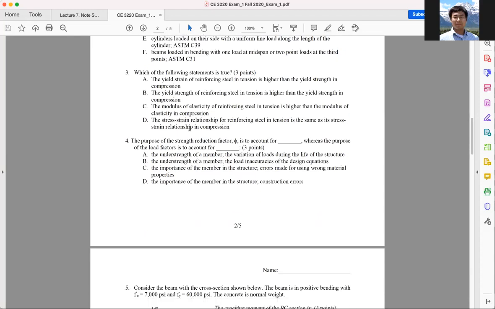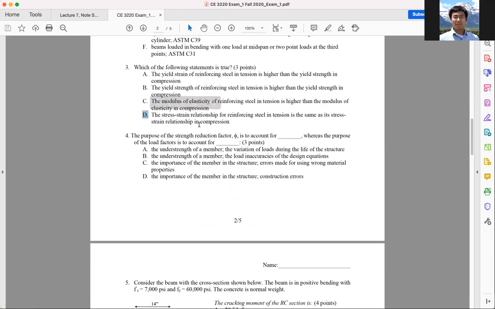Number 3, which of the following statements is true? A, the yield strain of reinforcing steel in tension is higher than the yield strain in compression. We just said they're symmetric, so nah. B, the yield strength of reinforcing steel in tension is higher than the yield strength in compression. Nah. The modulus of elasticity of reinforcing steel in tension is higher than the modulus of elasticity in compression. And then again, no. The stress-strain relationship for reinforcing steel in tension is the same as that in compression. Bingo. So D is the correct answer.